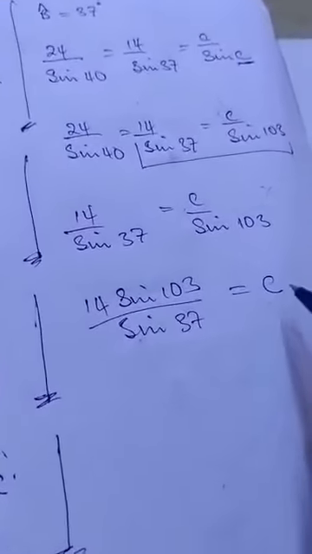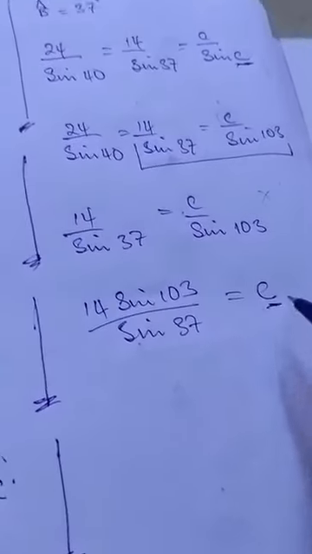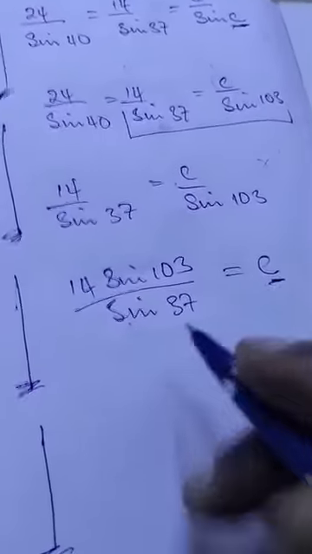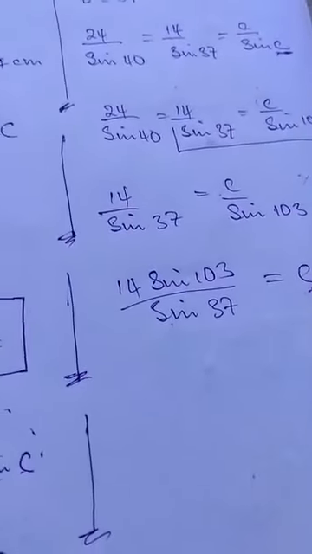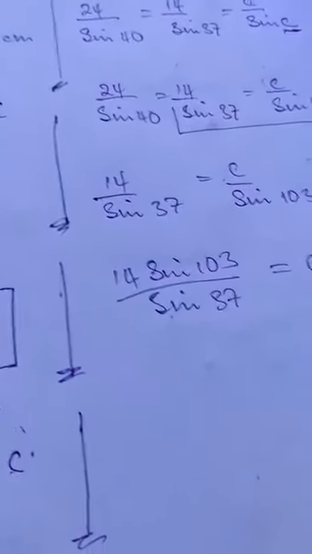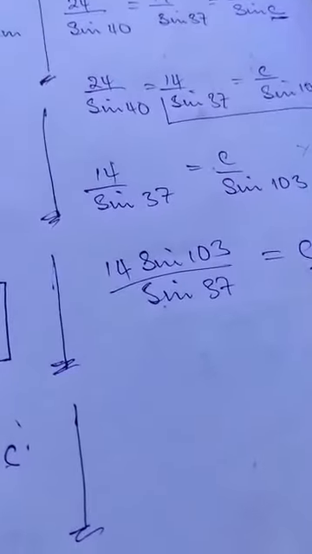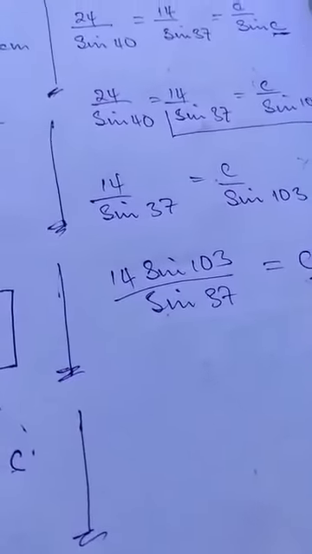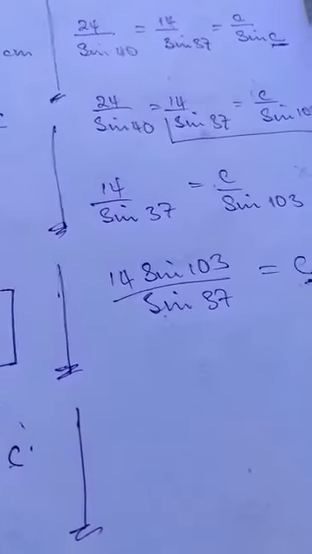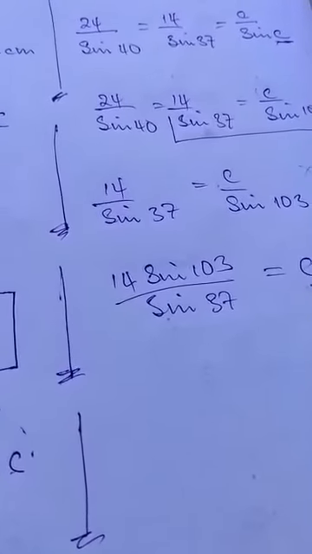This is a small letter c, not a capital letter C. It's small letter c for the side c. So you punch this on the calculator. You start by punching the sine of the angle, then you multiply it by the number, then you divide by the sine.